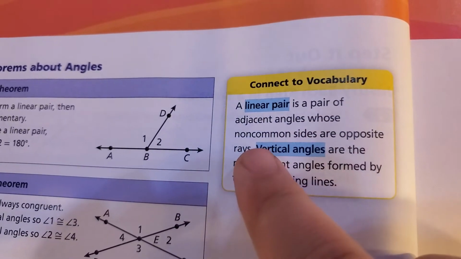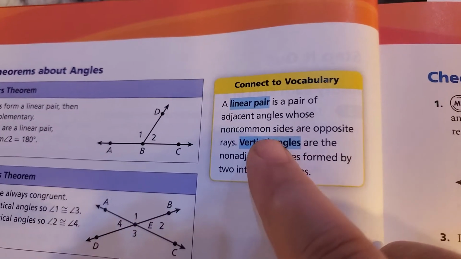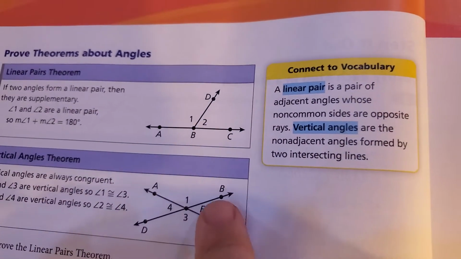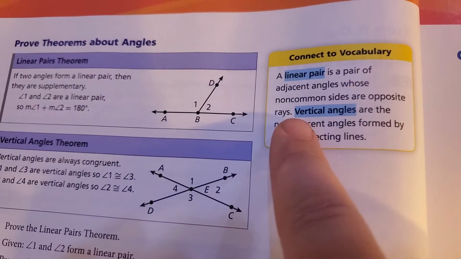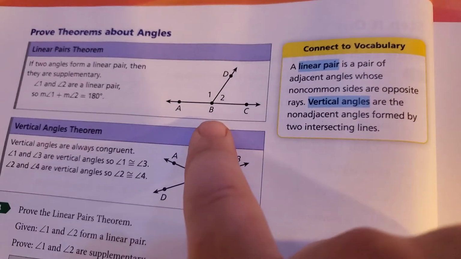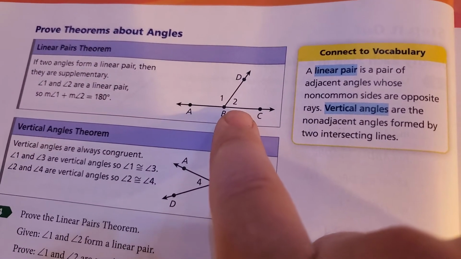pair is a pair of adjacent angles whose non-common sides are opposite rays. Okay, well, that's a technical way that it's defined. Maybe a better way of saying it is this.